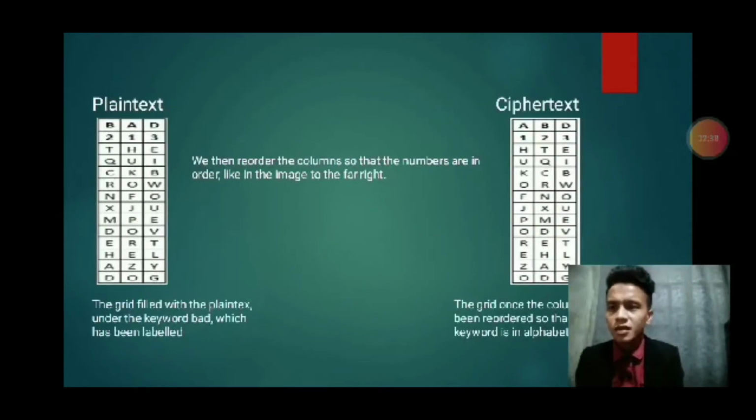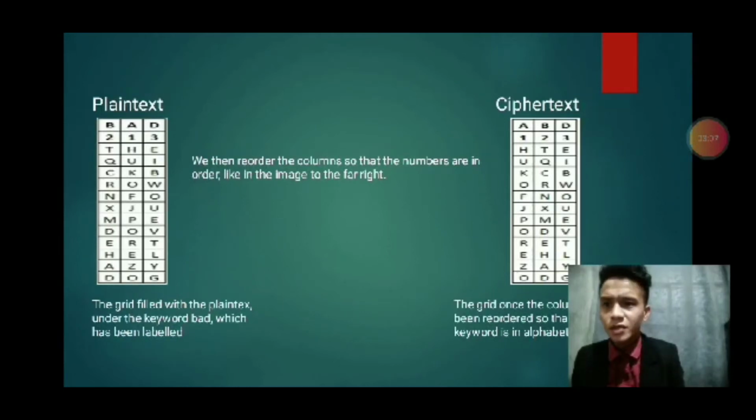And this is the plain text. The first row is BAD, which is the keyword, and the second row is the mathematical permutation. As you can see, under the letter B it's number 2, under the letter A is number 1, and under the letter D is number 3.